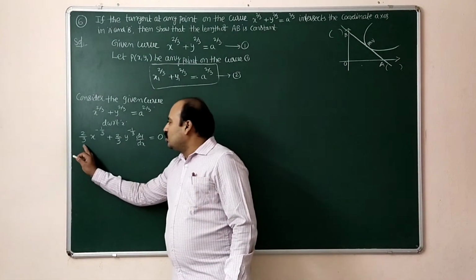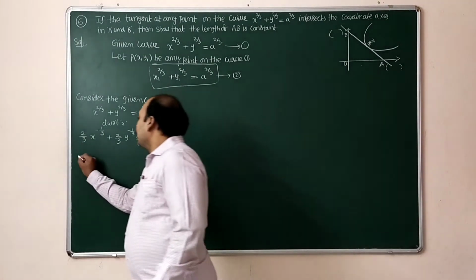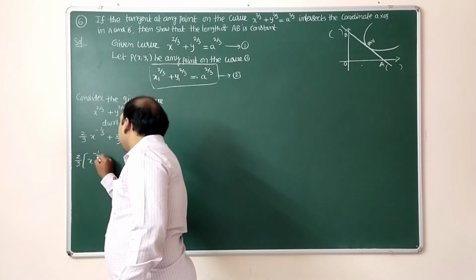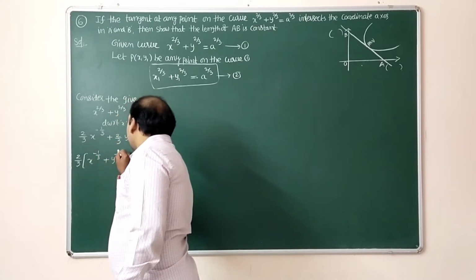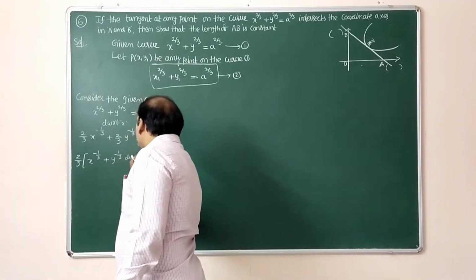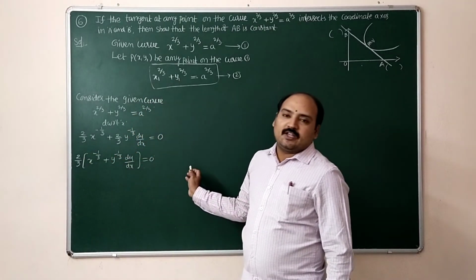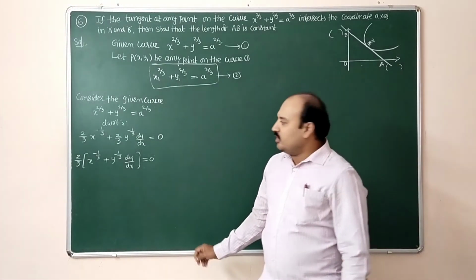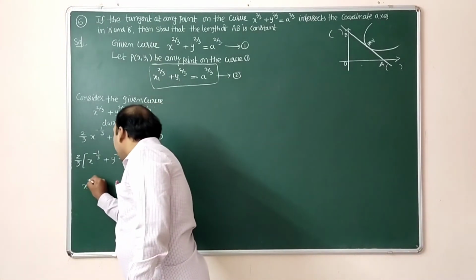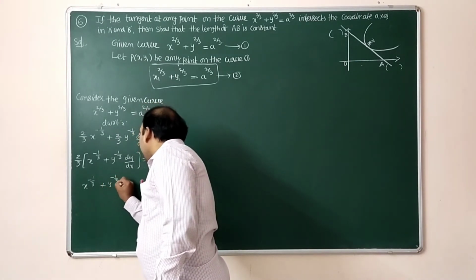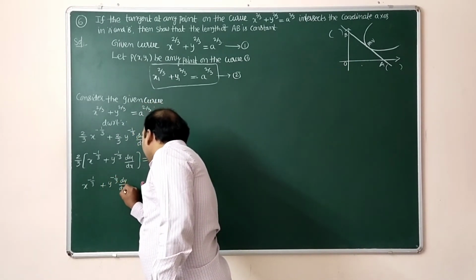So from these two, 2 by 3 take common. So 2 by 3, if you take common, x power minus 1 by 3 plus y power minus 1 by 3 into dy by dx is equal to 0. So 2 by 3 we can take this side, 0 anything is 0. So what are the rest of the terms? x power minus 1 by 3 plus y power minus 1 by 3 into dy by dx equal to 0.